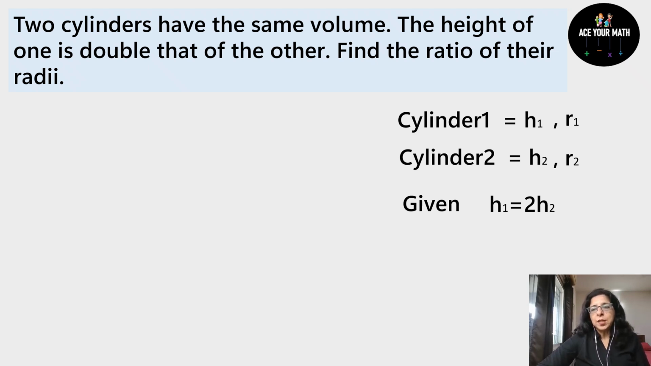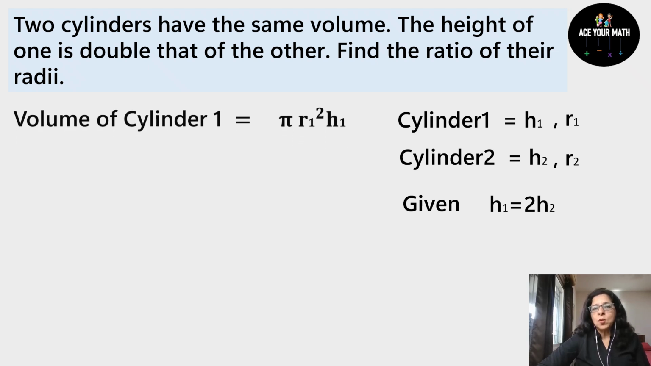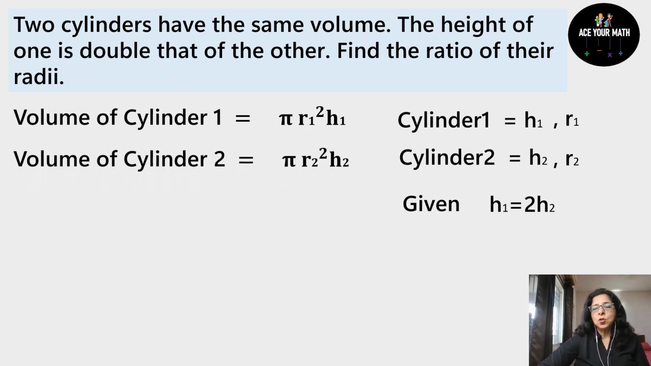Now, how will you write the volume? You need to compare the volumes. So the volume of cylinder 1 will become pi r square h, where instead of r you write r1 and instead of h you write h1. Likewise, for the volume of cylinder 2, you will write pi r2 square h2. Now it is given that they have the same volume, so you can equate their volumes for the comparison.